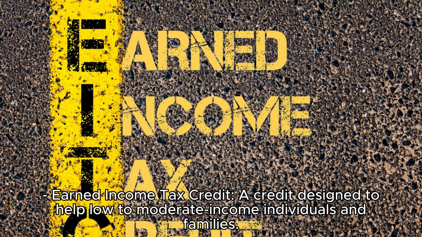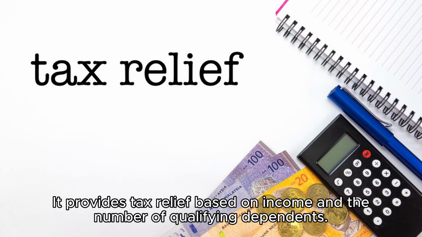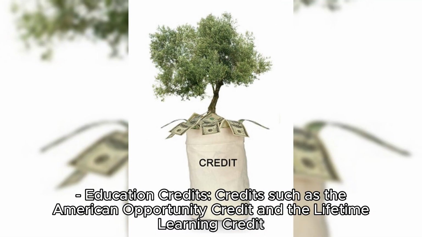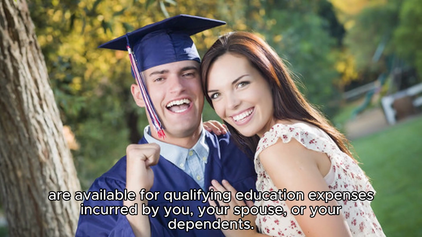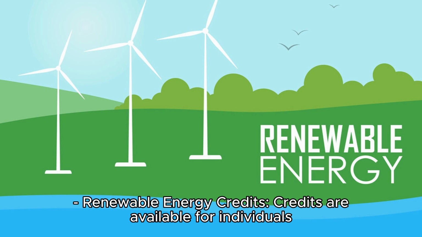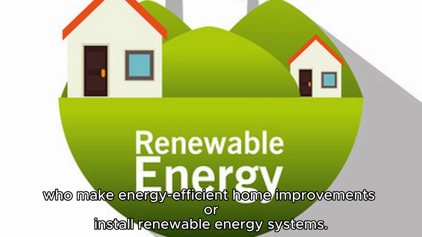Earned income tax credit, a credit designed to help low to moderate income individuals and families. It provides tax relief based on income and the number of qualifying dependents. Education credits, credits such as the American Opportunity Credit and the Lifetime Learning Credit, are available for qualifying education expenses incurred by you, your spouse, or your dependents. Renewable energy credits. Credits are available for individuals who make energy-efficient home improvements or install renewable energy systems.